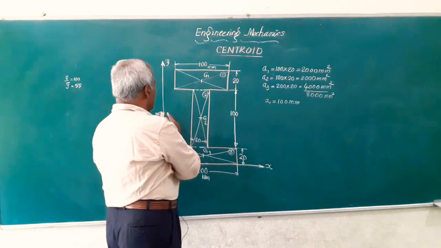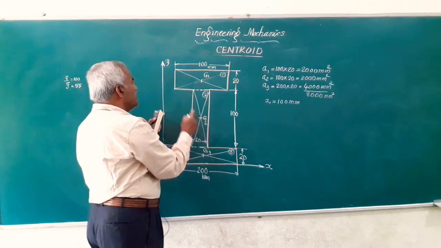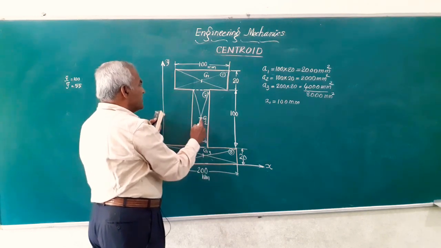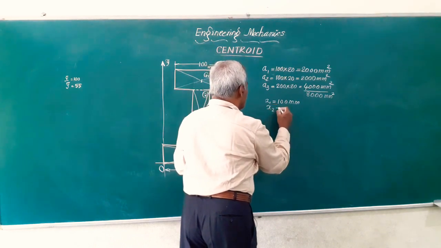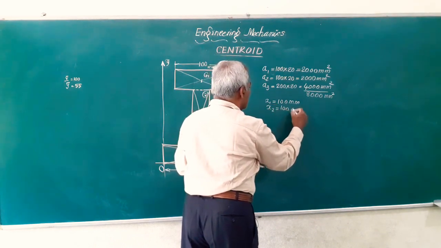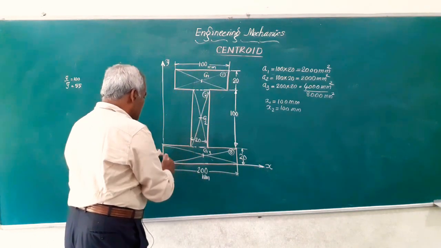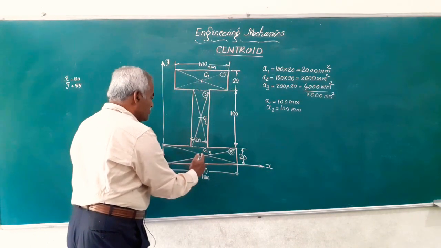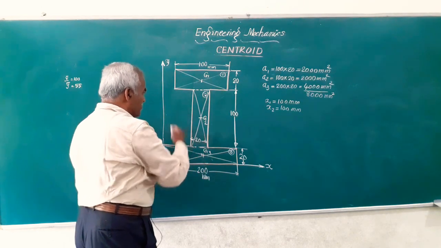Similarly, friends, for the second figure, this is x2, that is from G2 to the y axis, which is again equal to 100. So x2 is also equal to 100 mm. Finally, G3 is at a distance of 200 by 2, that is 100 millimeter from the y axis.